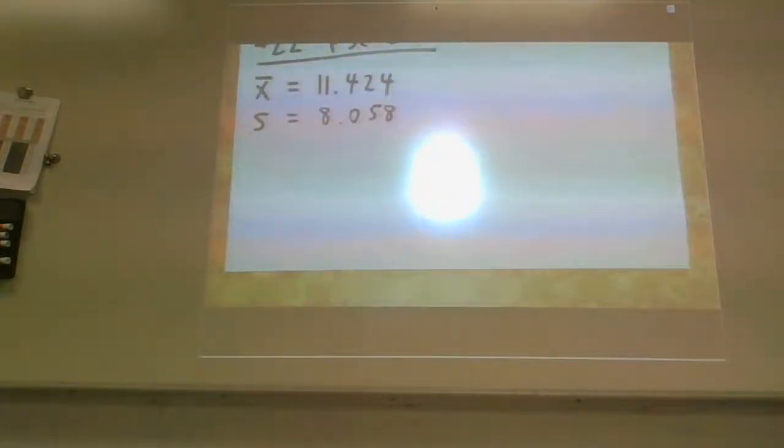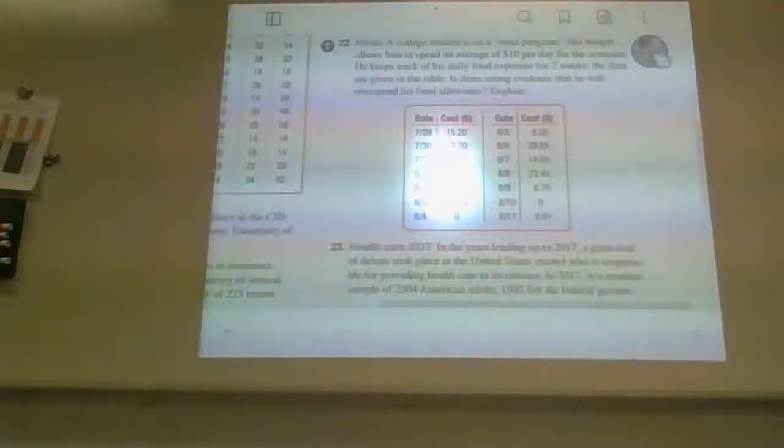During those 14 days, he spent an average of $11.42 with a standard deviation of $8.06, I guess, if you round it up. But I'm going to keep the decimals as is. Go back over here.